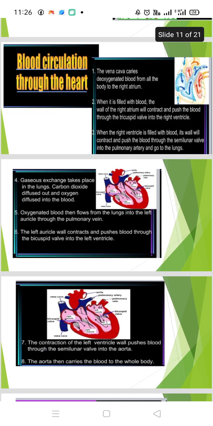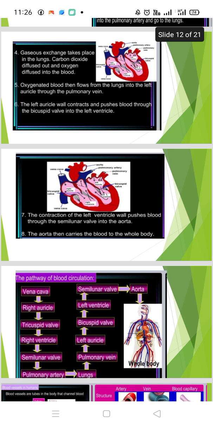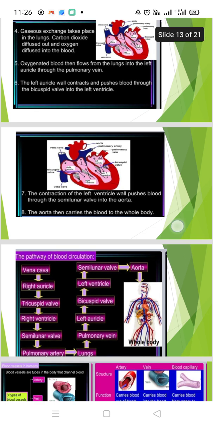Gaseous exchange takes place in the lungs. Carbon dioxide diffuses out and oxygen diffuses into blood. Oxygenated blood then flows from the lungs into the left auricle through the pulmonary vein. The left auricle wall contracts and pushes blood through the bicuspid valve into the left ventricle. The contraction of the left ventricle wall pushes blood through the semilunar valve into the aorta. The aorta then carries the blood to the whole body.